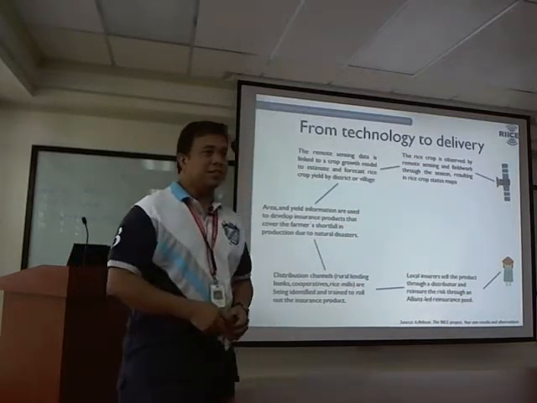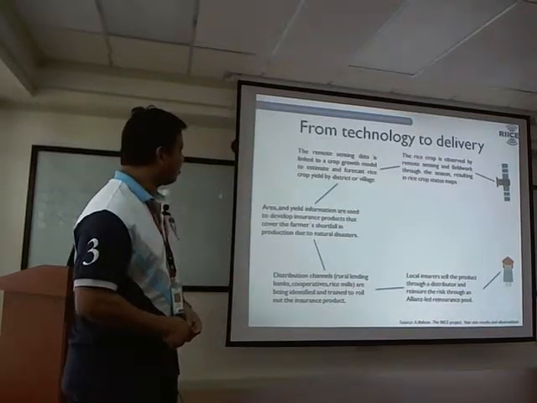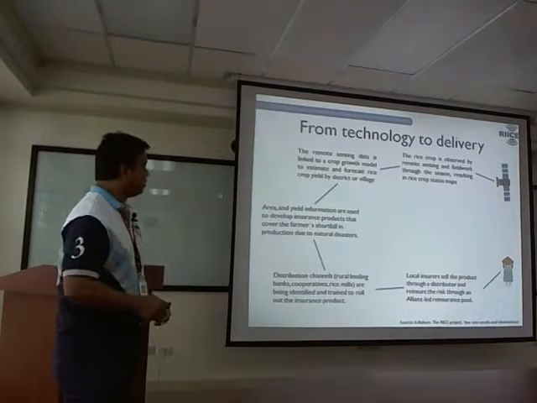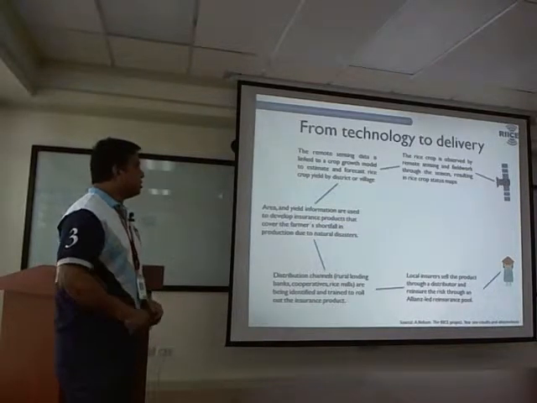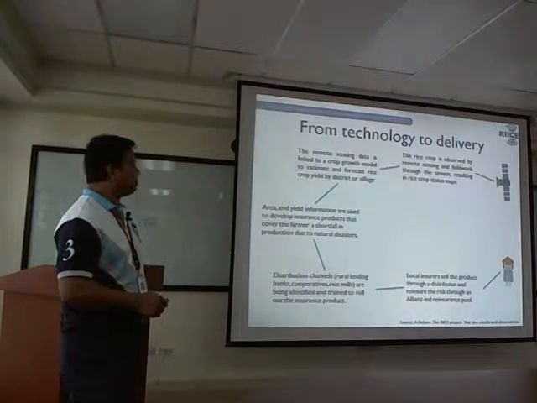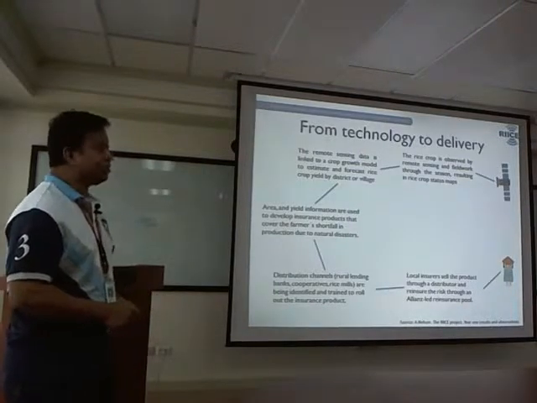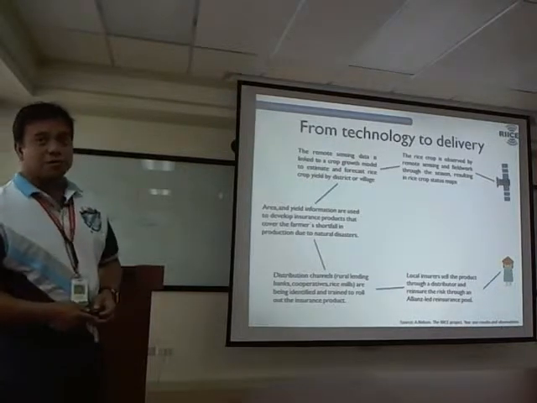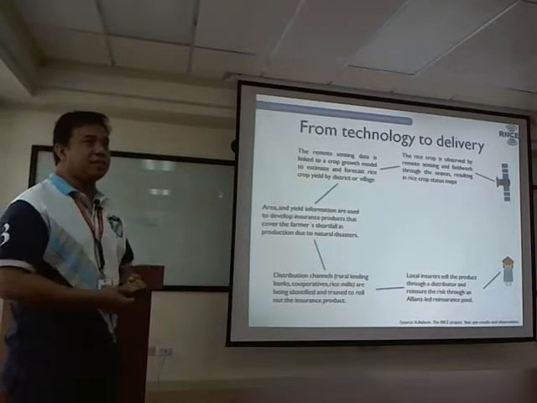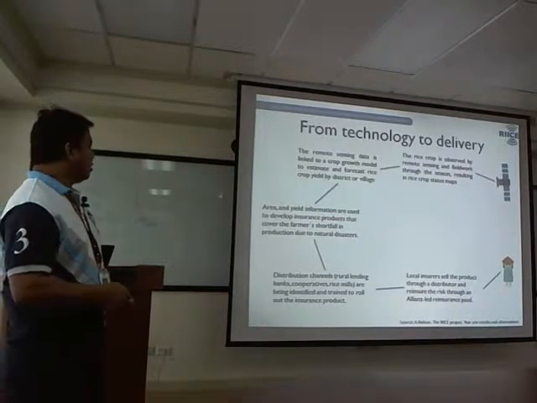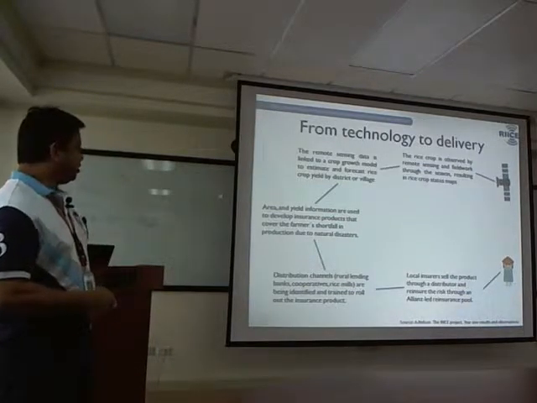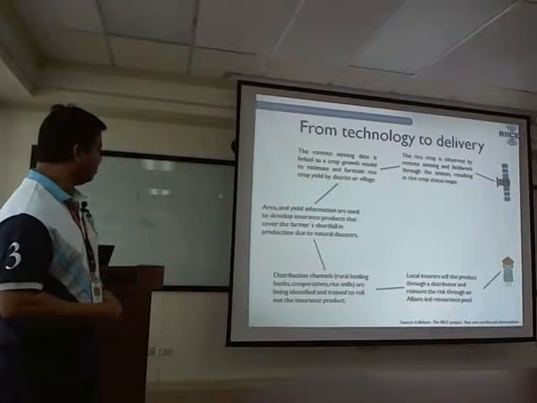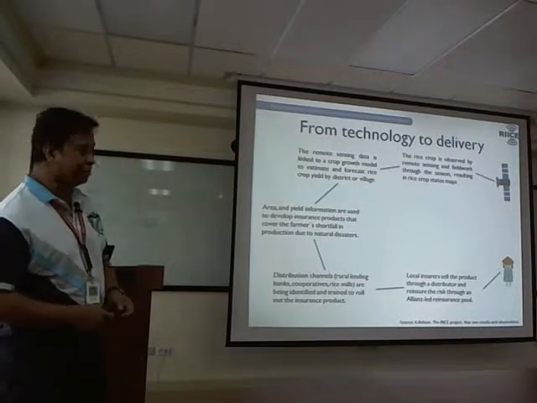To summarize the entire activity of the RIICE project, satellite observes rice crops on the field through remote sensing. We derive and do field work throughout the season, and this gives us rice crop status maps. Remote sensing data is linked to crop growth model so that we could have estimated yield and forecasted yield. And this area and yield information are used to develop insurance products that cover the farmers' shortfall in production due to natural disasters.